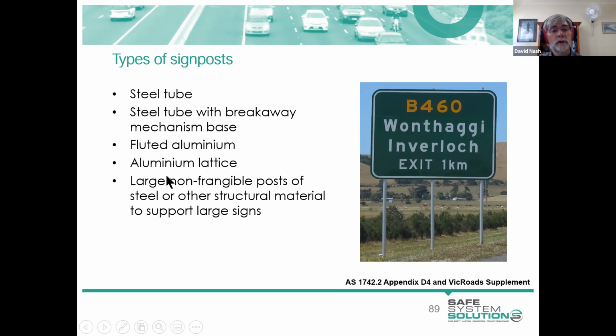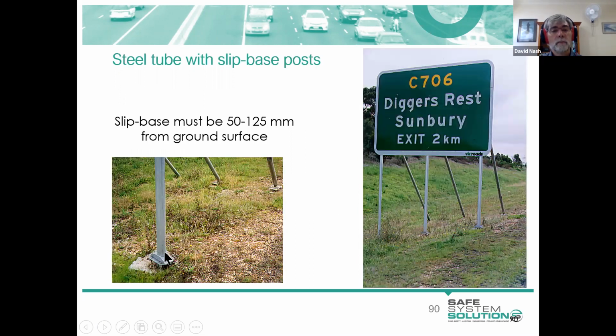Fluted aluminium is another choice. Aluminium lattice is another choice, or larger ones. The breakaway posts are mounted in concrete in the ground, and then the breakaway element is this part down here, which has been designed to shear away if hit with any force. And at the back there are the angled posts in order to make sure that the sign actually stays up if there's a strong wind. So all of those components have been designed to be good.